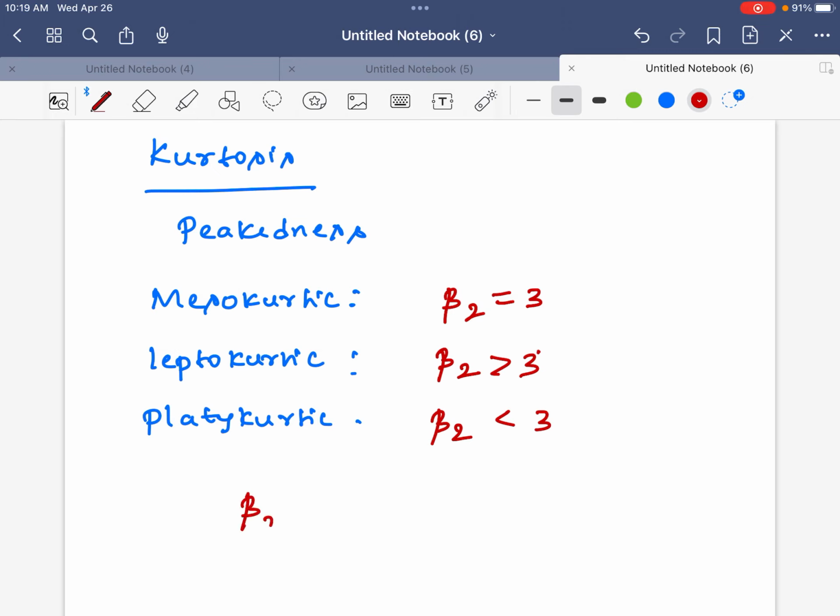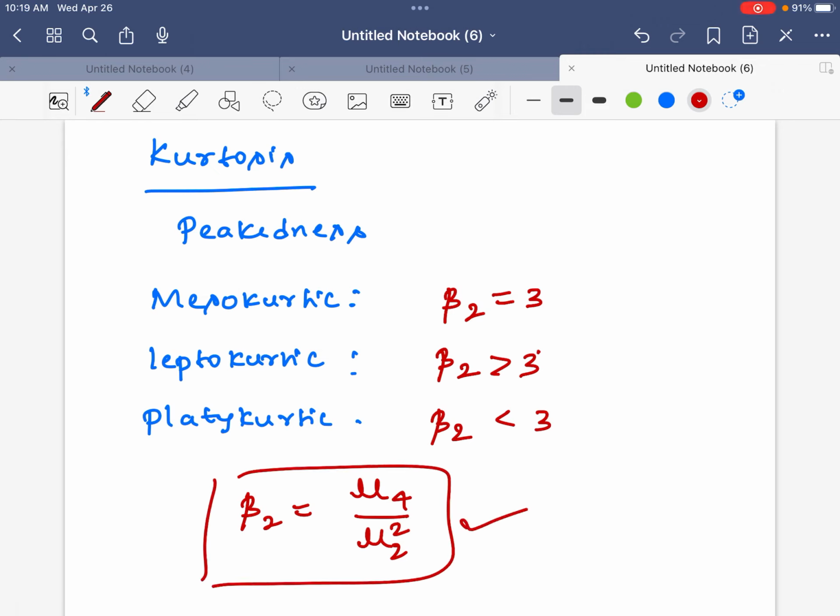The next thing here is, what is beta 2? Beta 2 is all about the fourth central moment, which we take as mu 4, and it is divided by mu 2 square. Upon getting the fourth and second central moments and taking mu 4 divided by mu 2 square, we get the value of beta 2. If beta 2 is exactly equal to 3, we say it is a mesokurtic curve. If beta 2 is greater than 3, then we say it is leptokurtic, and if beta 2 is less than 3, we say it is platykurtic.